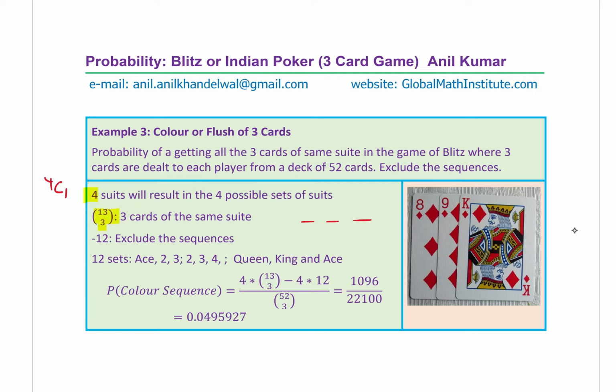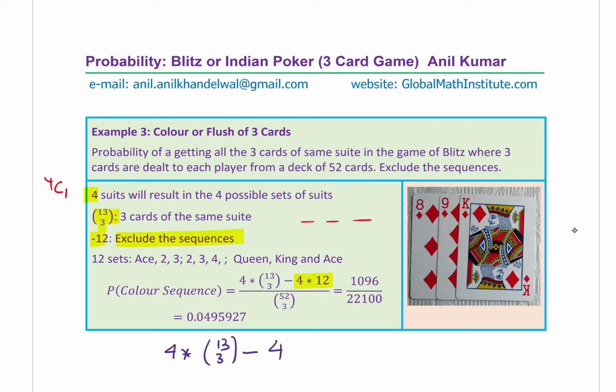Now from this, you need to exclude what? Exclude the sequence part, right? And as we understand, there are 12 of each card within the sequence. So you take away those 12, and these 12 are of 4 different colors. So you could write in this particular fashion, correct? Another way of writing the same thing will be 4 times 13c3, and from here we can take away 4.